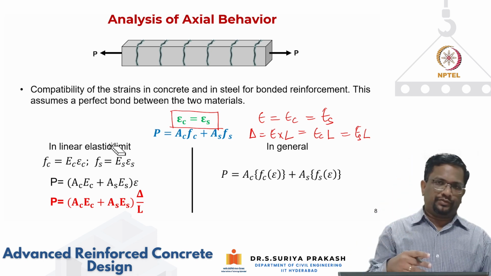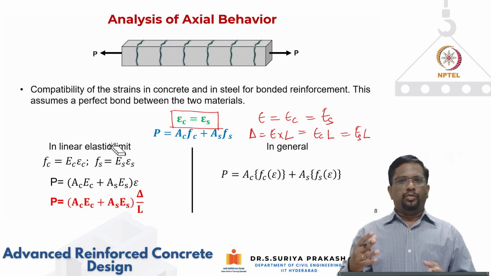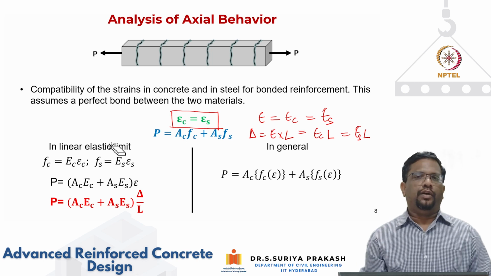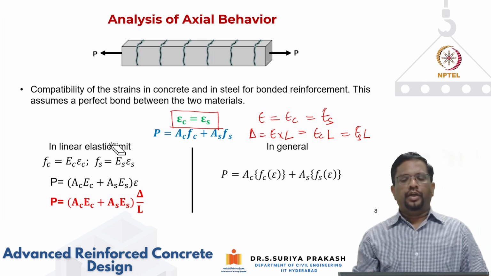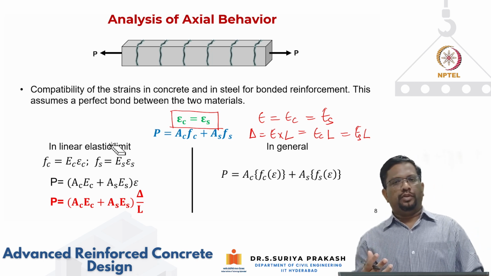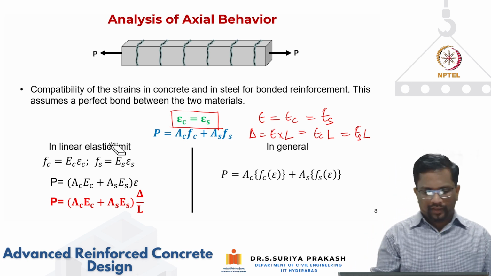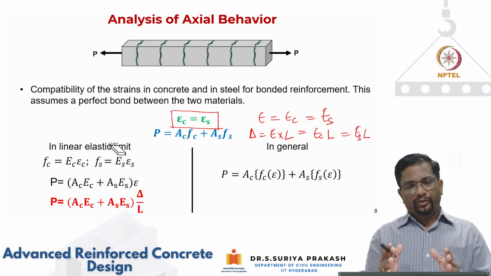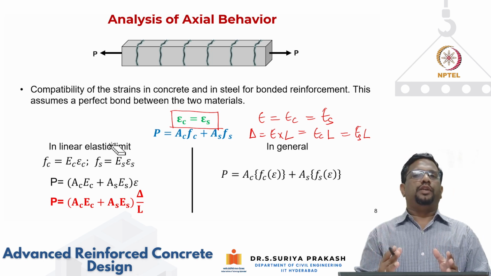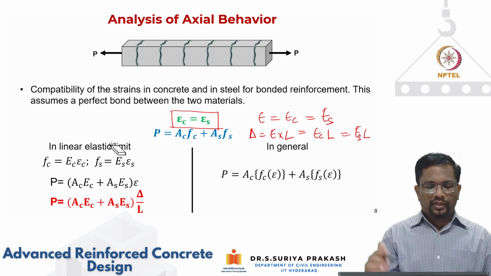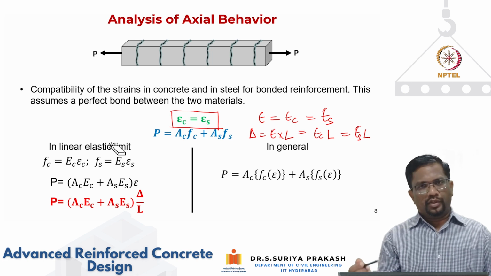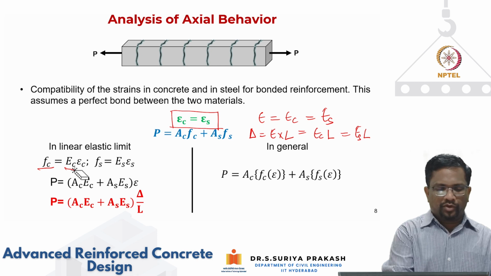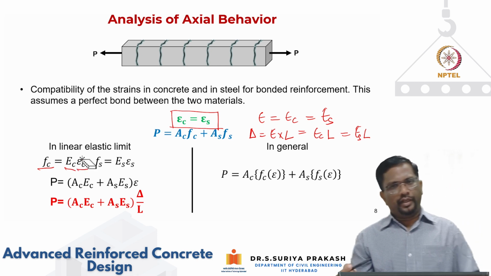Similarly, for steel also we have seen. You can have a bilinear model, elastic perfectly plastic model, or elastic hardening model. So many other idealizations of stress strain curve for rebars are also available. Right. So if the strain levels are very low, both concrete and steel can be in the elastic limit, then we know that from Hooke's law, the stress in the material will be elastic modulus multiplied by the strain in the material.